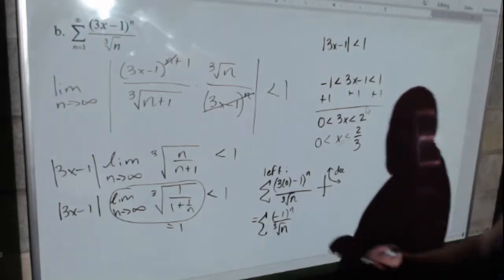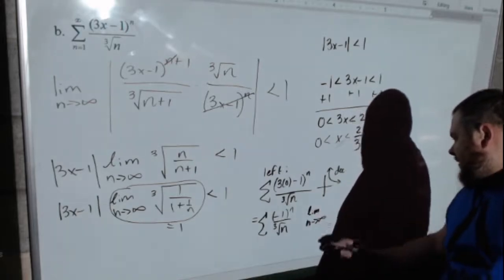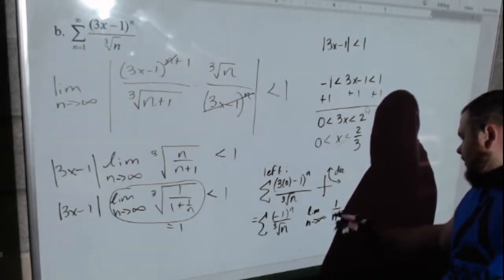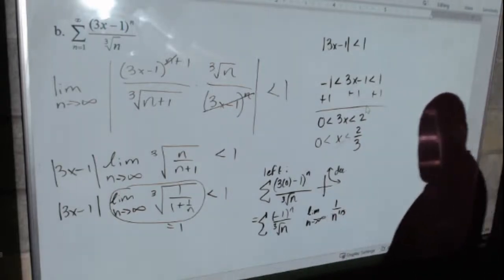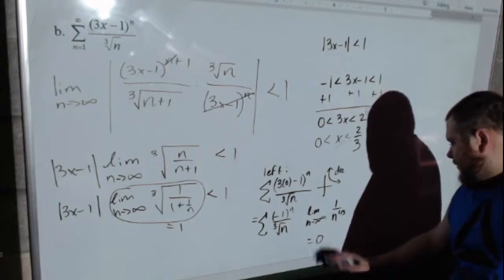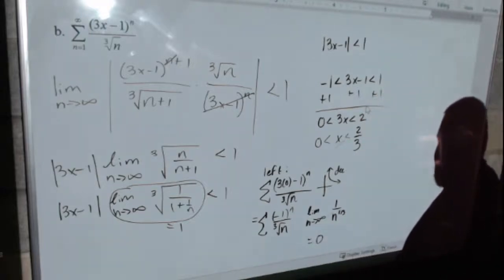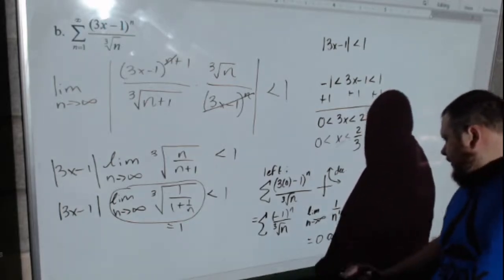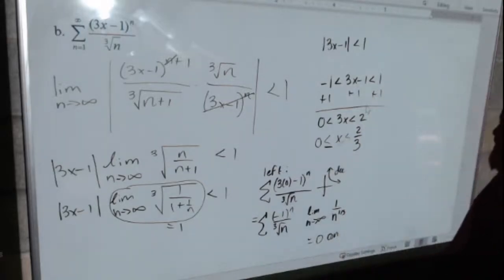Then I need the limit as n approaches infinity of 1 over n to the 1/3. Well, that goes to 0. That meets both criteria for the alternating series. So if this converges, it's equal to that endpoint.